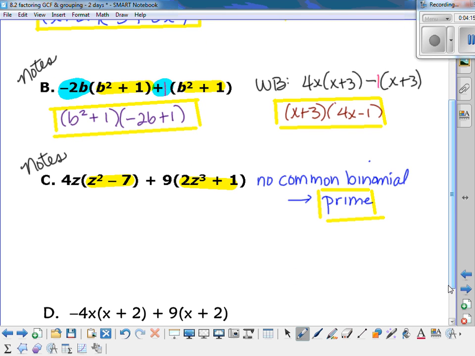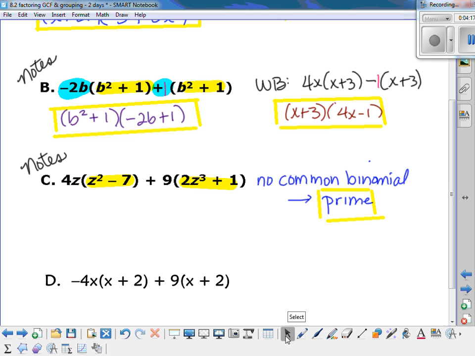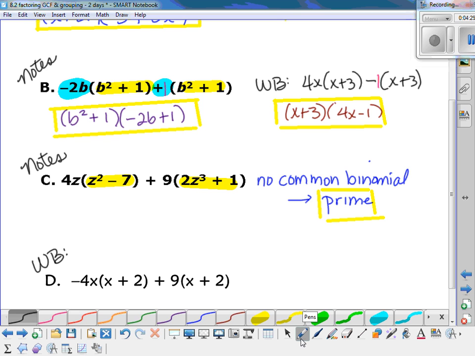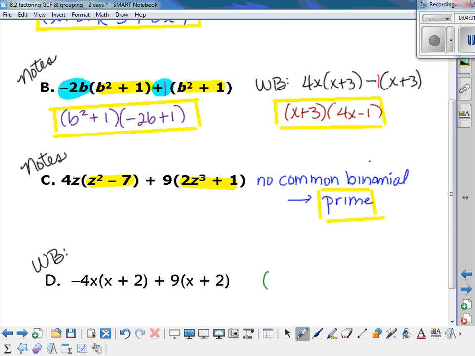I'm going to have you guys do this one on your whiteboards. All right, looks like you guys all had it. We had x plus 2 times negative 4x plus 9. And one of you switched it around to make it 9 minus 4x, and that's okay too. Alrighty, let's go on then.